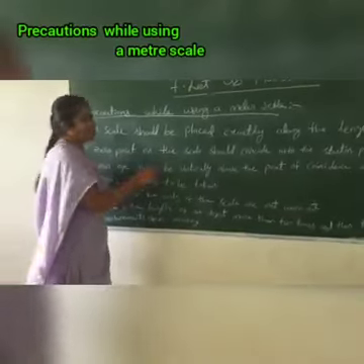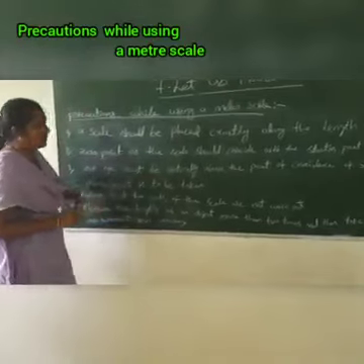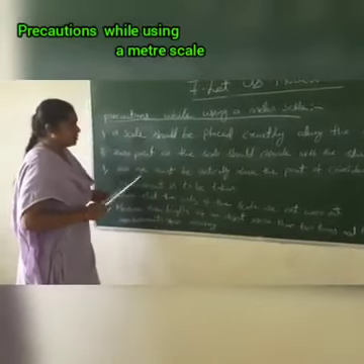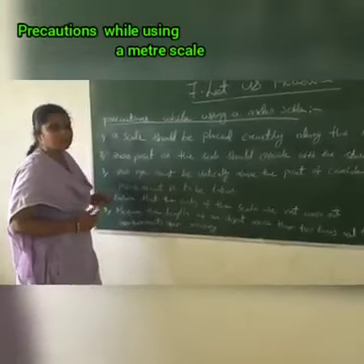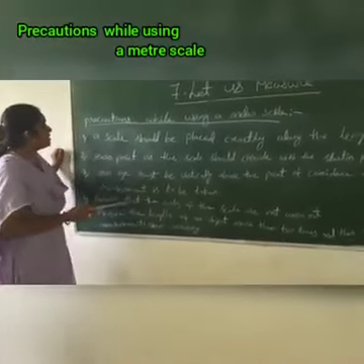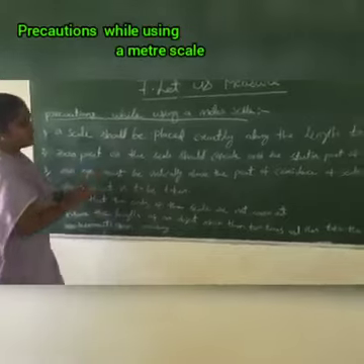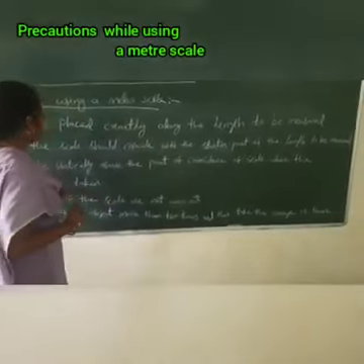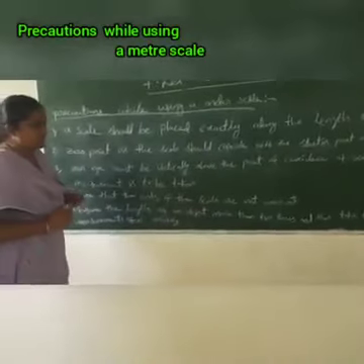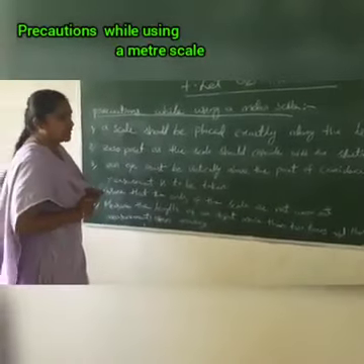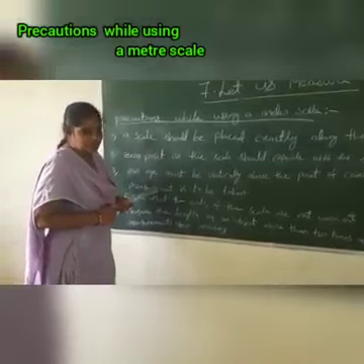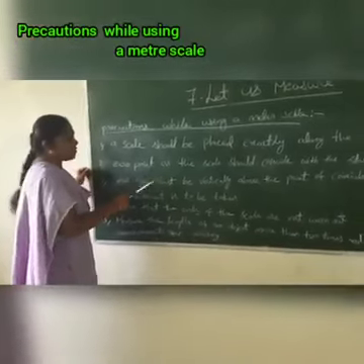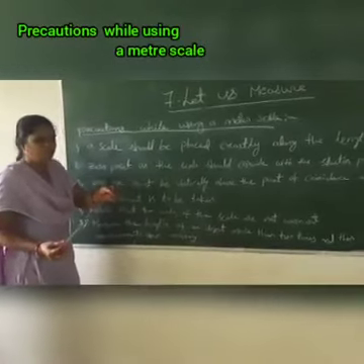Precautions for using a meter scale. When we use a meter scale for measuring objects, we must follow these precautions. The first one is, a scale should be placed exactly along the length to be measured. When we want to measure anything, the scale must be exactly along the length of the article. And the second one is the zero point on the scale, meaning this point.